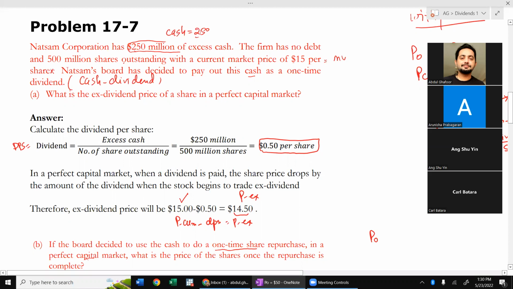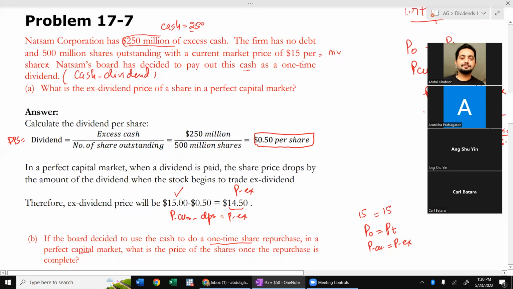Very good. We know that this is always equal to the previous price. If it is a share repurchase, then P0 is always equal to PT. In other words, price cum is always equal to price ex, where ex here is not specific to cash dividend, I'm just referring to it as after. Since P0 is 15, the answer for PT should also be equal to 15.